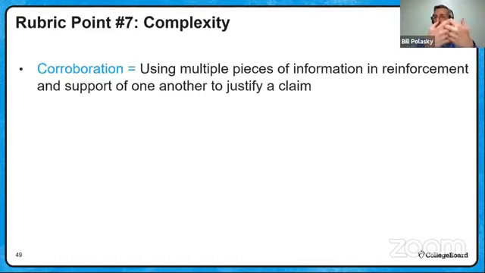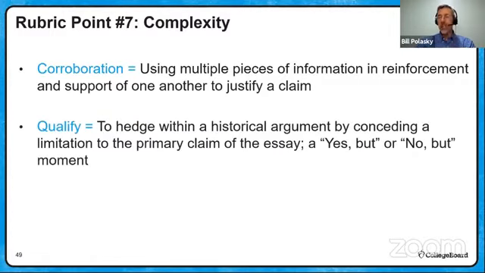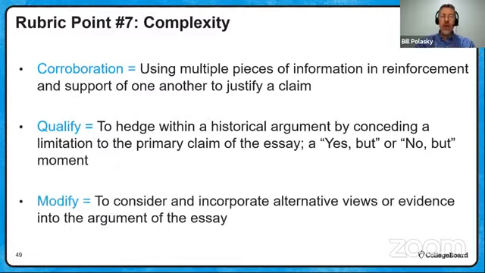Corroboration is when you can interlock multiple pieces of evidence to reinforce and further justify whatever claim or thesis position you have. Qualification is when you hedge. The American Revolution was a transformational event, but there were still slaves. There were still fewer rights for women. I'm making an example off the top of my head, but you sort of get the point there. You're hedging your argument versus saying it's all one thing or all the other when you answer a question. That denotes sophistication if you can do that. And then, of course, modifying your argument to incorporate alternative views or evidence into the main argument of your essay other than the mainstream historical analysis.